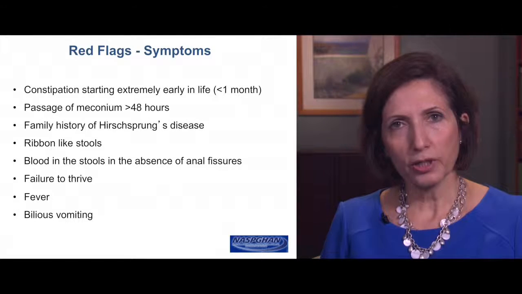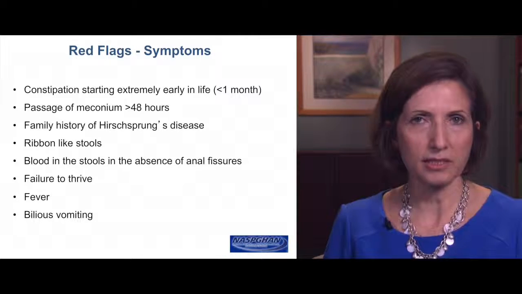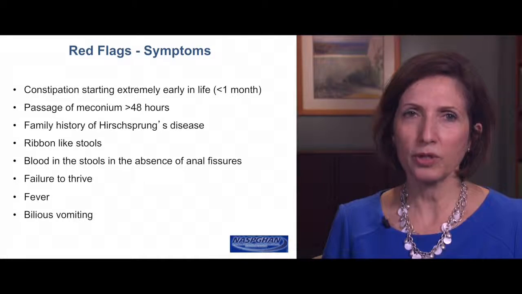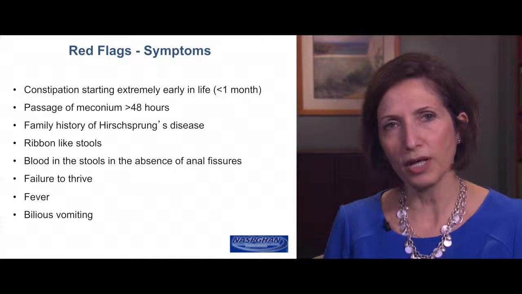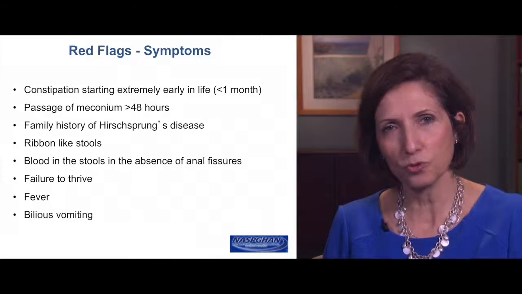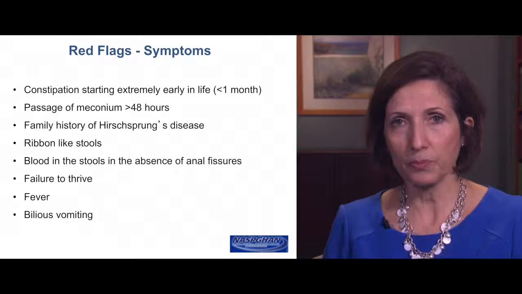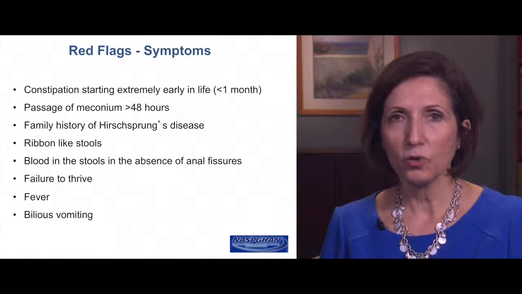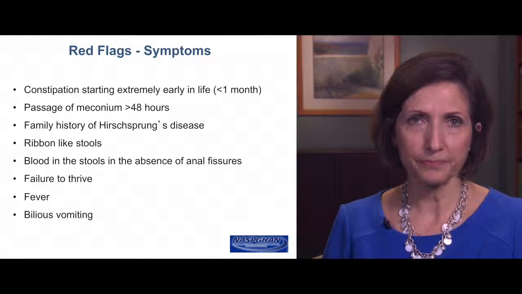So the red flags for symptoms, as we mentioned before, that would make us concerned that it might not be functional constipation: if the meconium was not passed for more than 48 hours, or if the constipation started early in life, before or during the first months of life. If there is a family history of Hirschsprung disease, if the patient is passing ribbon-like stool, if there is blood in the stool with no evidence of fissure on exam, if the patient is sick, with fever, bilious vomiting, or failure to thrive, we need to consider organic etiology for constipation, not only functional etiology.